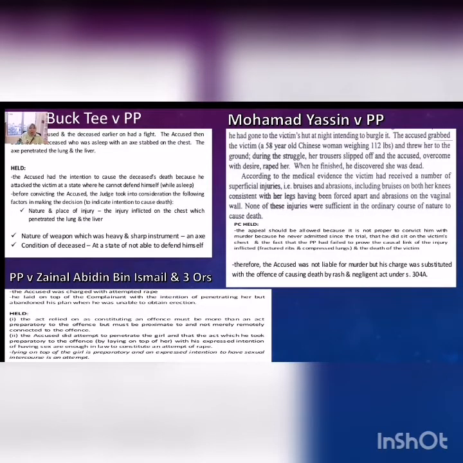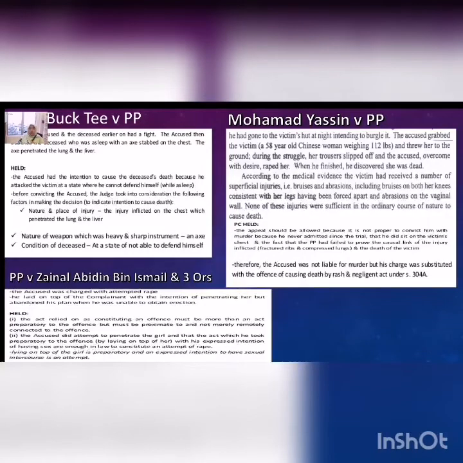So how will the court judge? Is there actus reus and mens rea in this case? The actus reus, the act of stealing, the act of raping is there, but the intention of killing the grandmother is not there. Yassin appealed to the court, because the court said it is not proper for the court to convict Yassin for murder, because he never admitted since the trial that he did sit on the victim's chest.